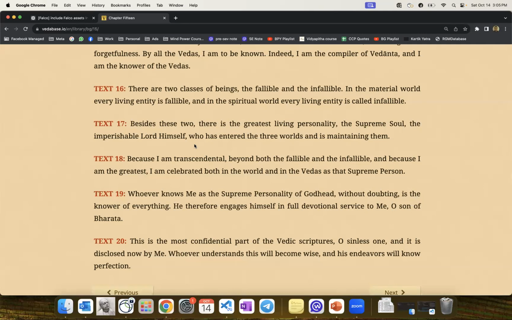Next verse. Text 19. Whoever knows me as the Supreme Personality of Godhead without doubting is the knower of everything. He therefore engages himself in full devotional service to me, O son of Bharata.